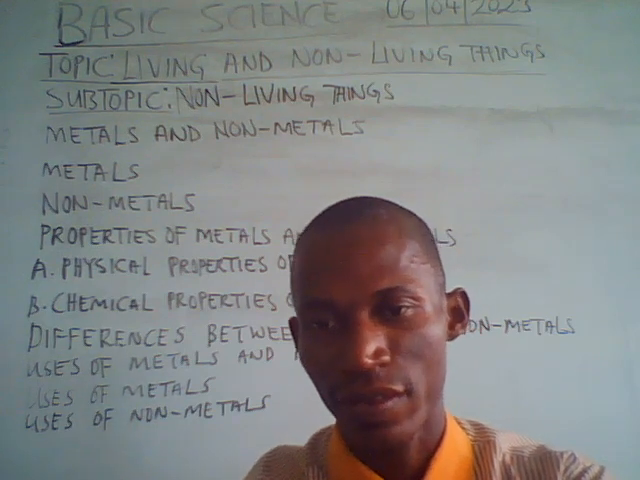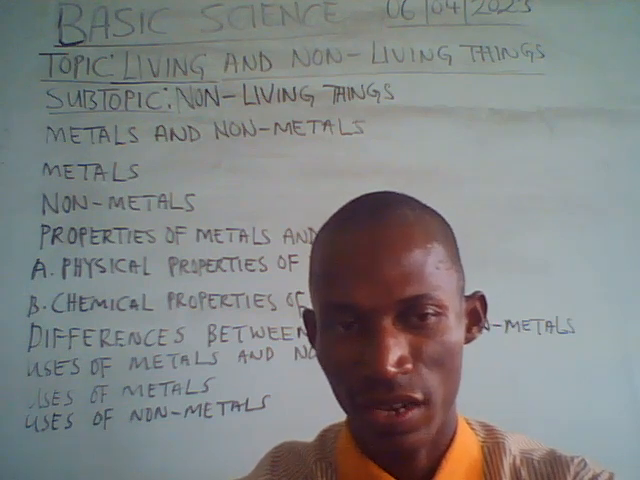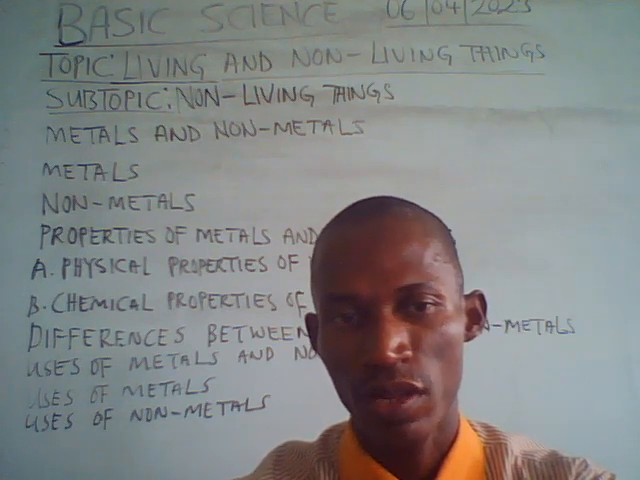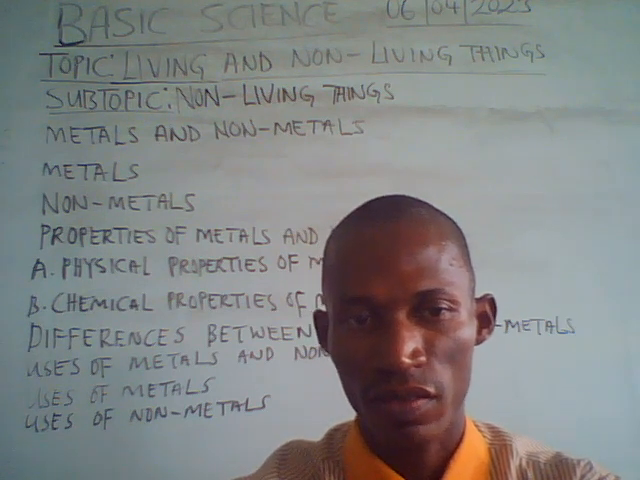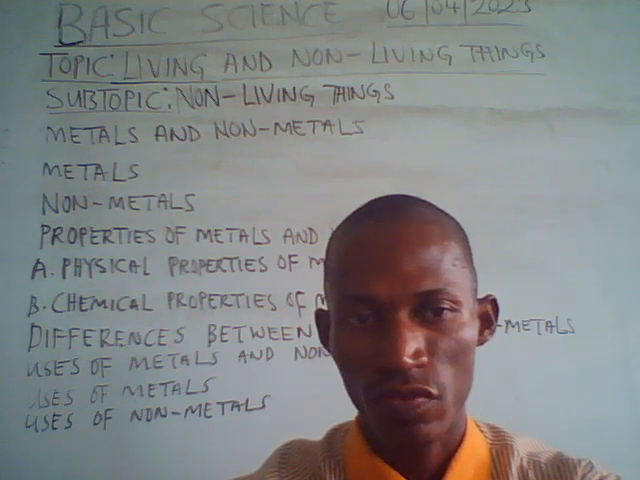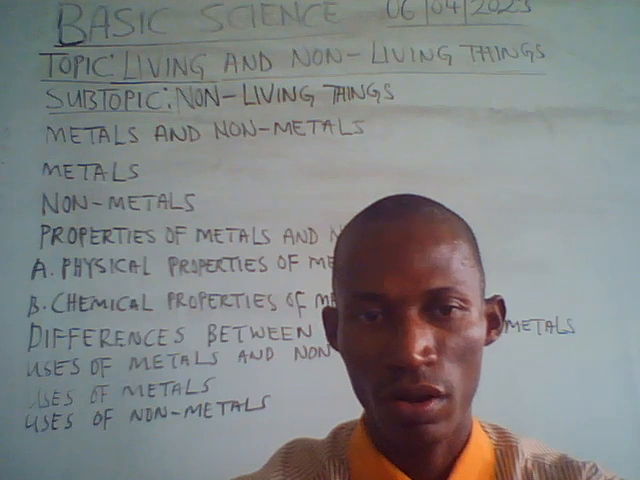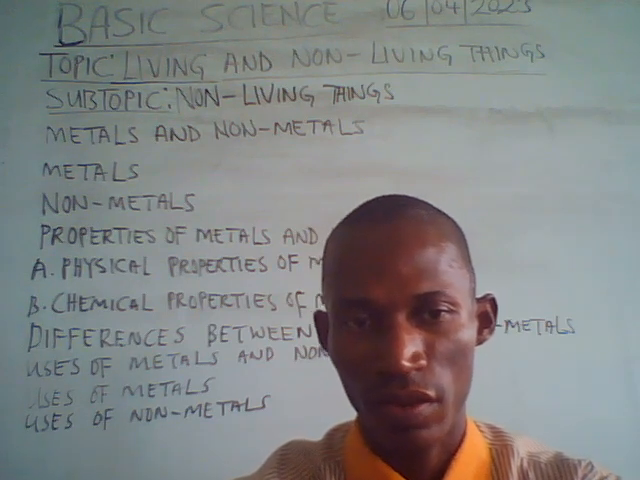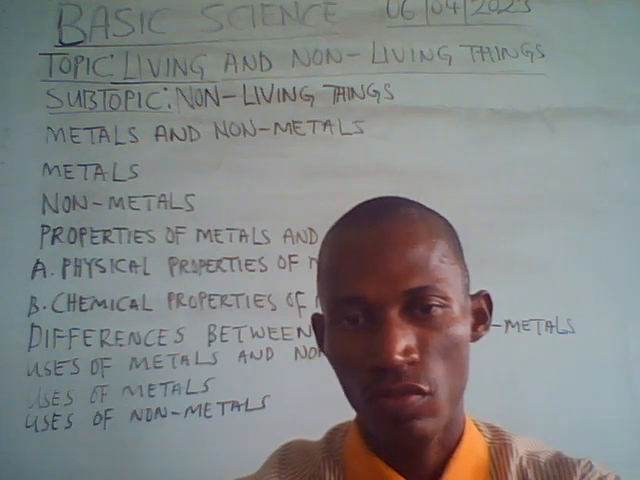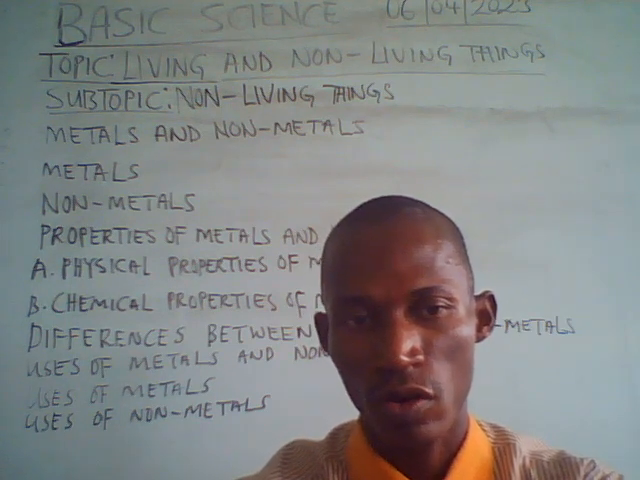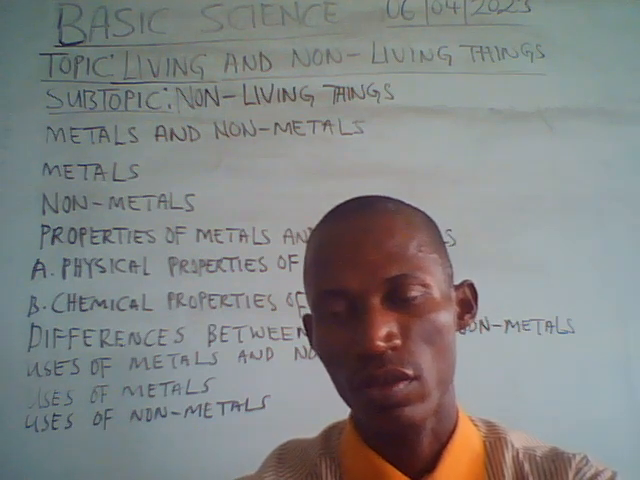So, assignments. I'm dropping this assignment. I'm going to check it in our first class. First, what are the differences between metals and non-metals? Secondly, state three properties each of metals and non-metals. Third, mention four uses each of metals and non-metals. Fourth, sort out the elements given below as metals and non-metals: carbon, iron, iodine, magnesium, sulfur, aluminium, copper, chlorine, oxygen, zinc, gold, bromine, and silver.